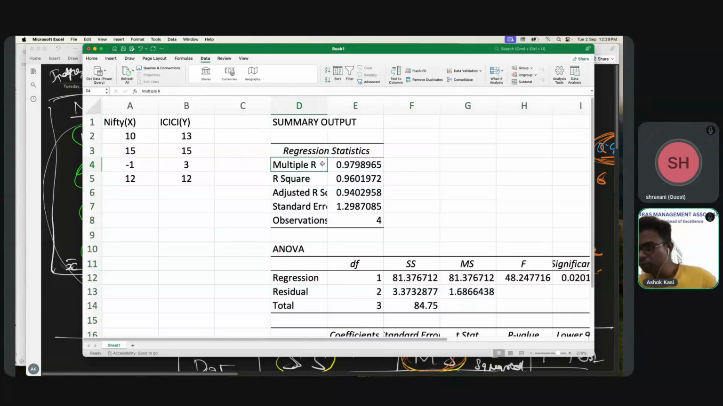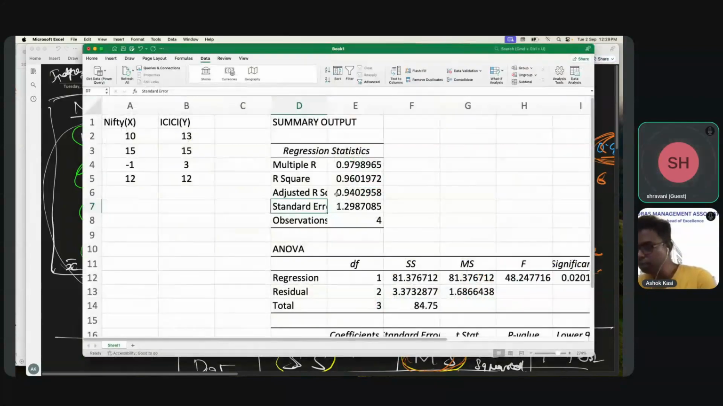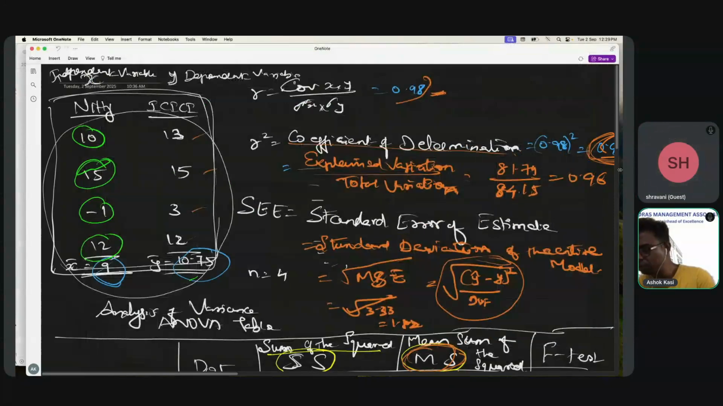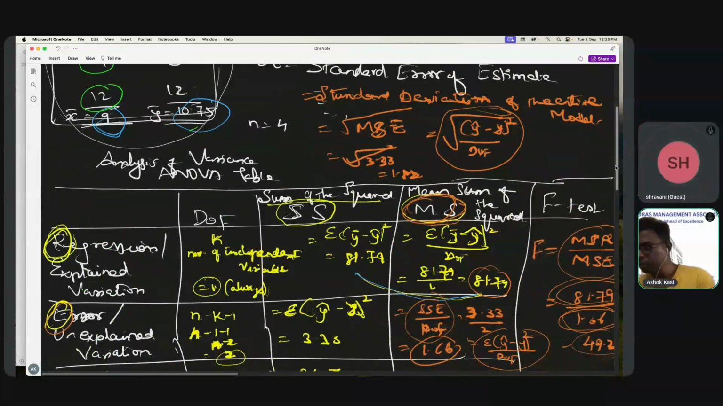So this is multiple R, R square. Adjusted R square is not there for you in level 1. It is there in level 2. Standard error 1.29. You can cross check all these answers. 1.82 we got. Okay, 96, this is fine, no? 0.98. So sum of the squares 84.75 also we got. So in Excel it hardly takes a few seconds only.